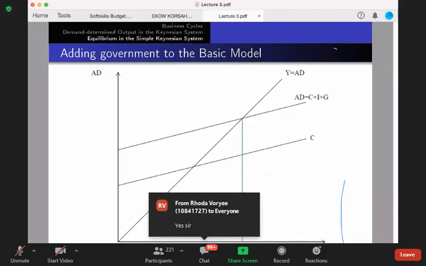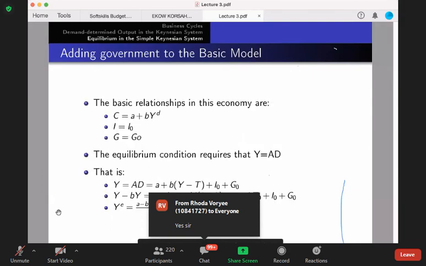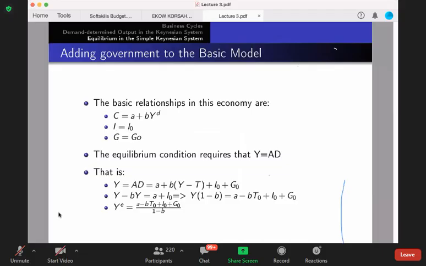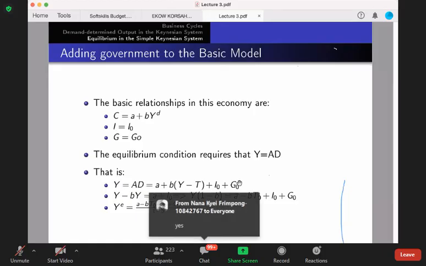Please, I wanted to say that for the last calculation we did, the network was bad, so I didn't really get it. This one? Yes, this one. The only difference is that there's a YD, which is disposable income, and a Y minus T term that enters, and then there's a G naught also that enters. The rest is just algebra. Just group like terms and make Y the subject of the equation.